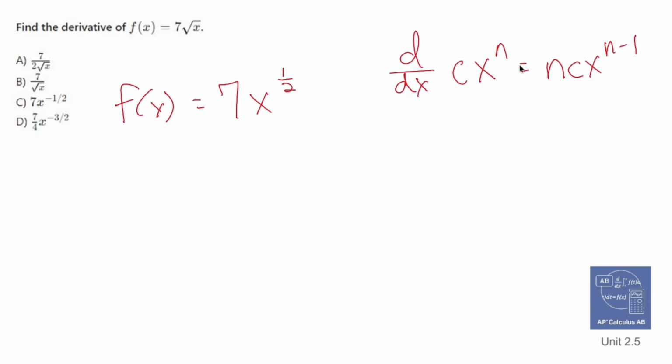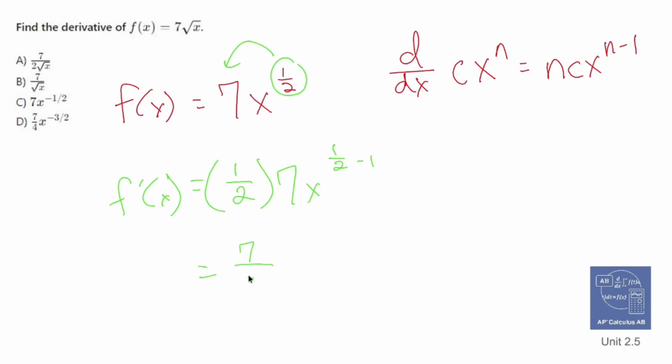So what I'm going to do is take that n, drop it down and multiply it to the 7. So I have f prime of x is going to equal 1/2 times 7x, and then I'm going to subtract 1 from a half. Okay, so half of 7 is 7 over 2, and 1/2 minus 1 is negative 1/2.